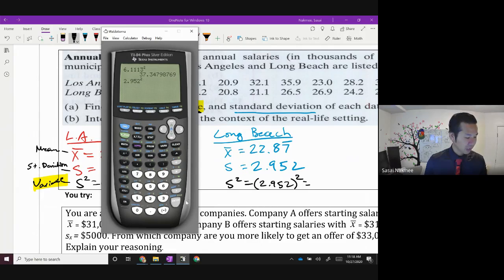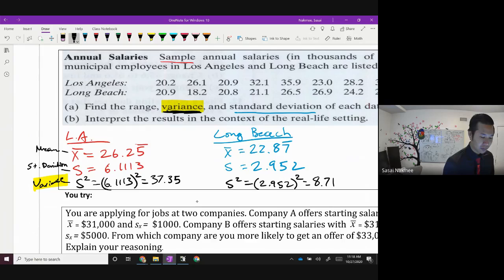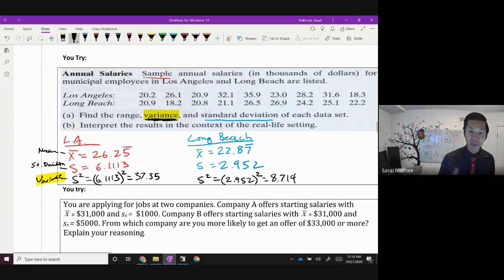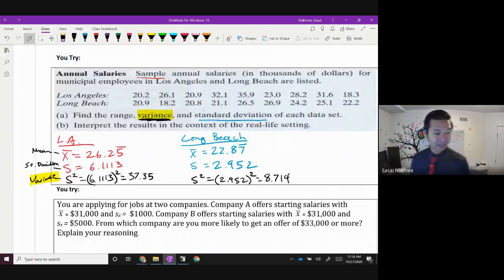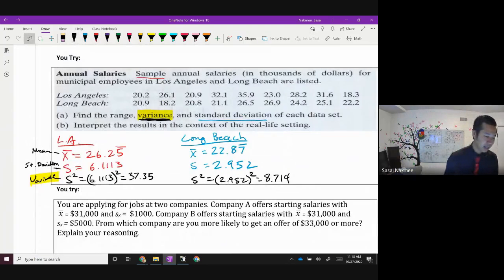So yeah, hit that squared, press enter. I get a variance of 8.714. So the data for Long Beach doesn't vary as much as it does for LA, right? It doesn't vary as much as for LA. Oh, by the way, that's for variance and standard deviation.